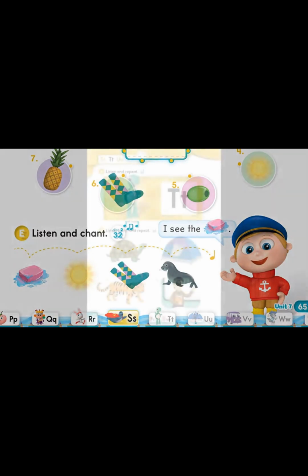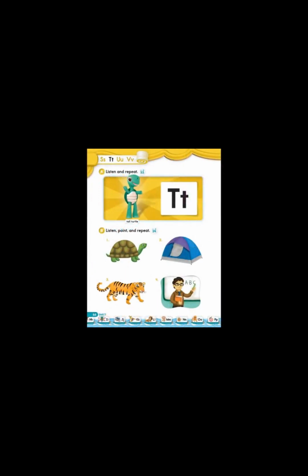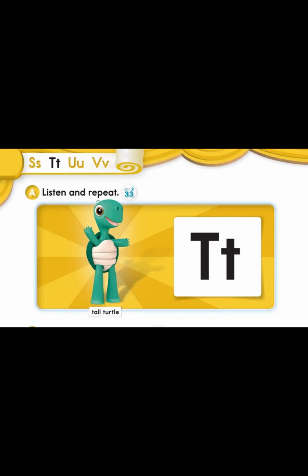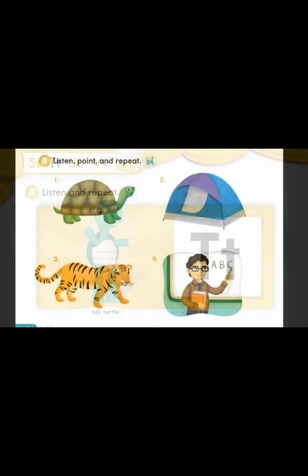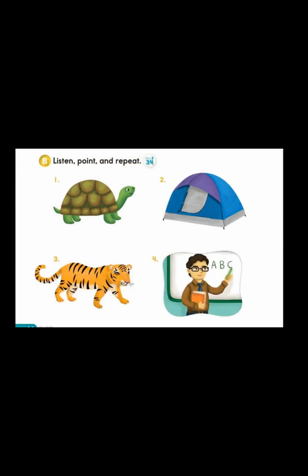Page 66. The letter T. A. Listen and repeat. Hello. I'm a tall turtle. T. T. This is the T sound. This is the letter T. T. T. Tall turtle. T. Tall turtle. What's the beginning sound? T. What letter is this? T.